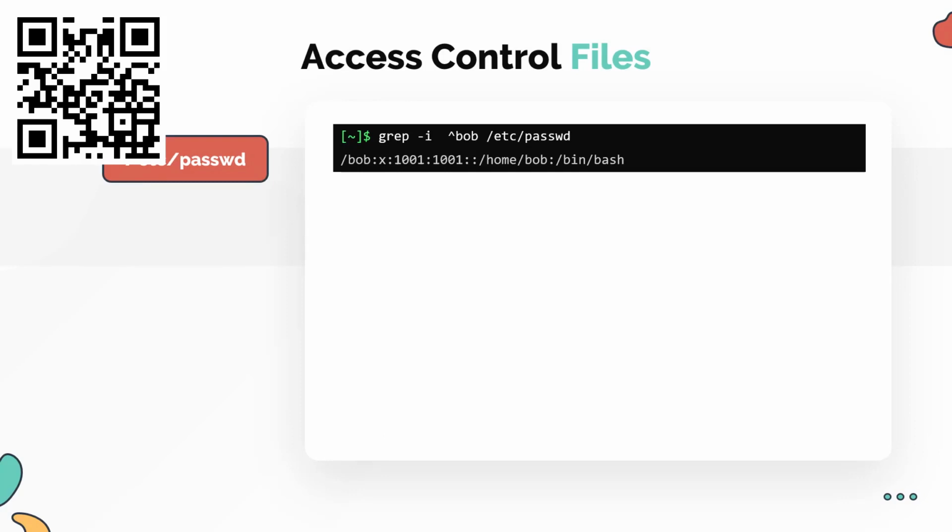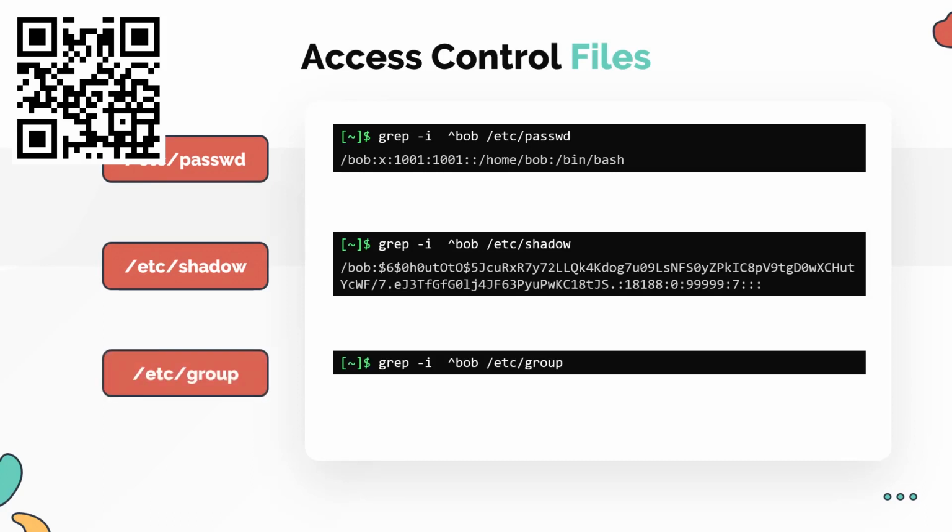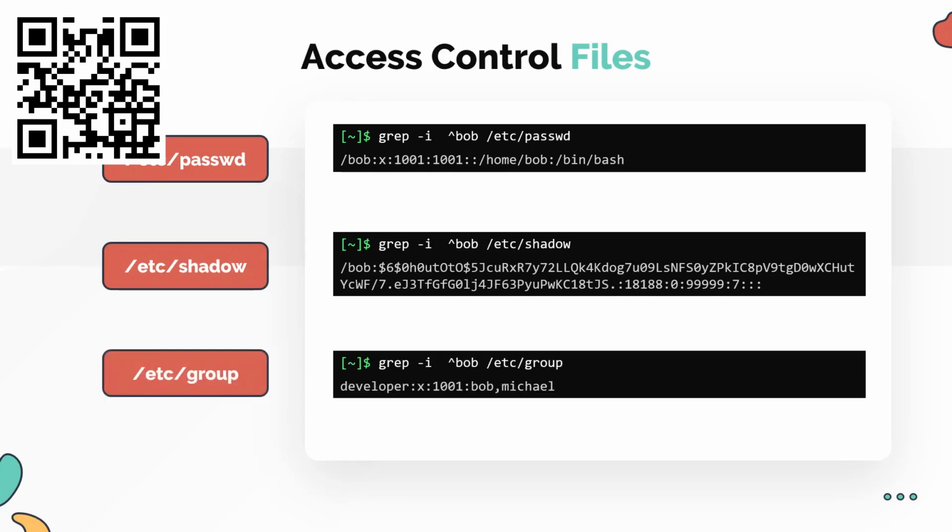We have already seen that this file contains basic information about the users in the system, including the username, UID, GID, home directory, and their default shell. It is important to note that this file does not save any passwords. The passwords are stored in another file, located at /etc/shadow. The contents of this file are hashed. The /etc/group file stores information about all user groups on the system, such as the group name, GID, and members.